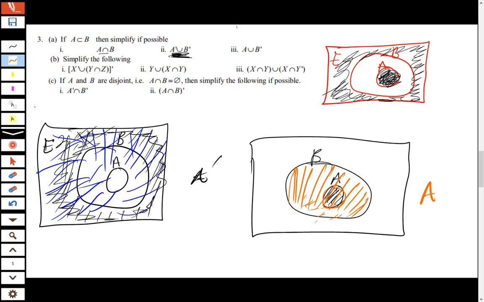And then for this one, we've been asked to find the union set between A and B complement. The union set between A and B complement is just the same as adding A and B complement, which is just the same as writing A union B complement. There's no difference.